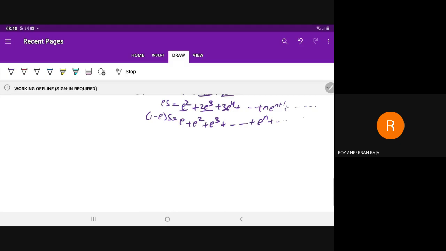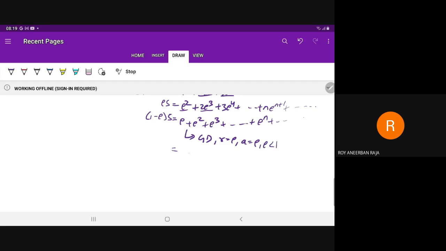So this is again a geometric series with common ratio rho and first term rho. Here r is equal to rho and first term a is equal to rho. So what is the sum of this? And we know that rho is less than 1.